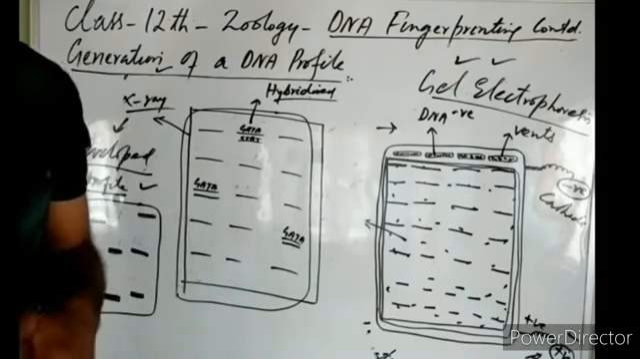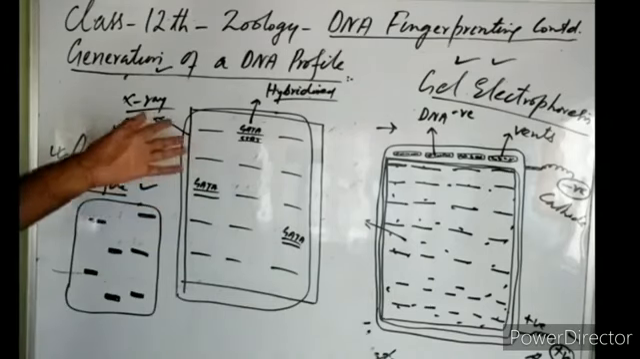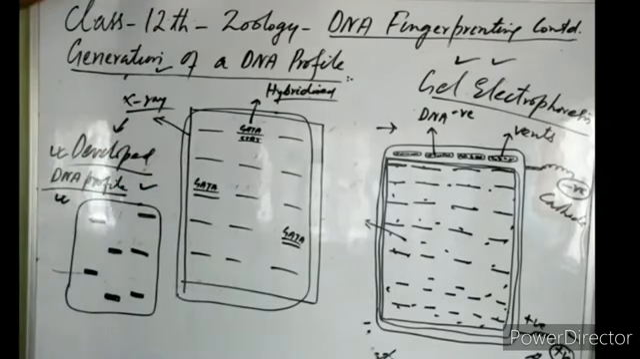It may also be used for solving criminal cases, right? So that is how DNA profiling, how DNA fingerprinting is done. Should I summarize it again?